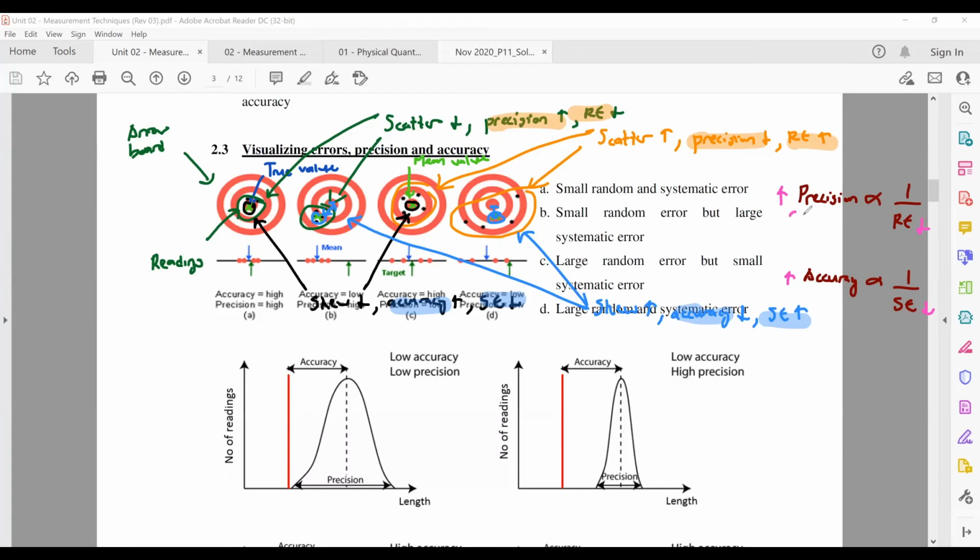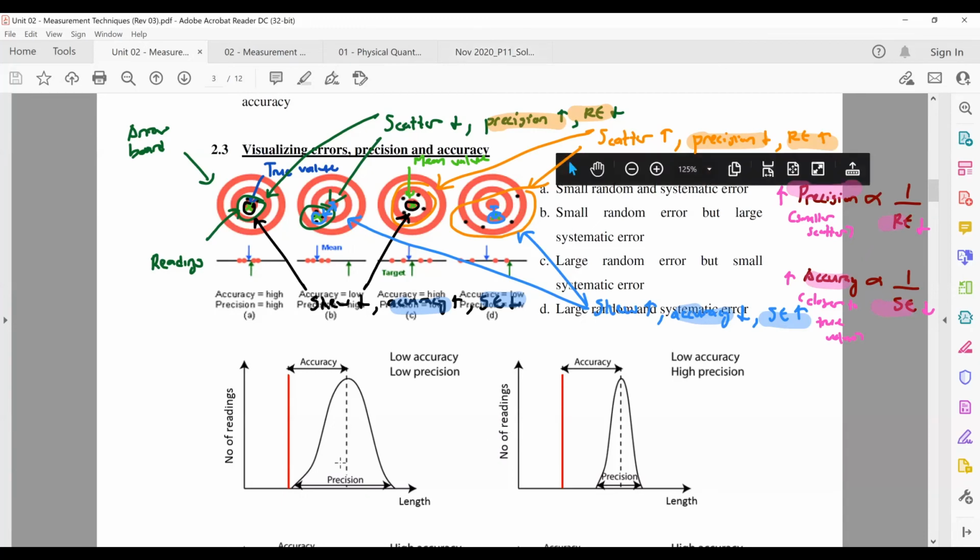When precision increases, it means you have smaller scatter. Therefore, your random error decreases. When you say that your accuracy is higher, that means you're closer to the true value. Therefore, your systematic error is smaller. Okay, so this is a relation that is useful to know. And that's how you got all these things here.